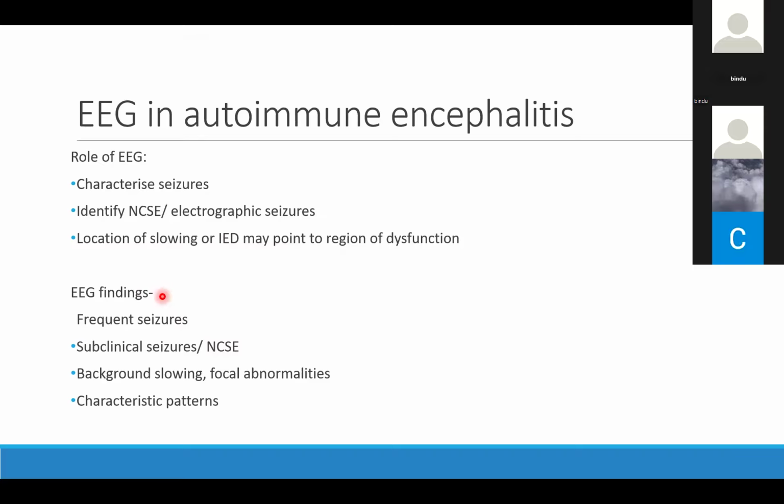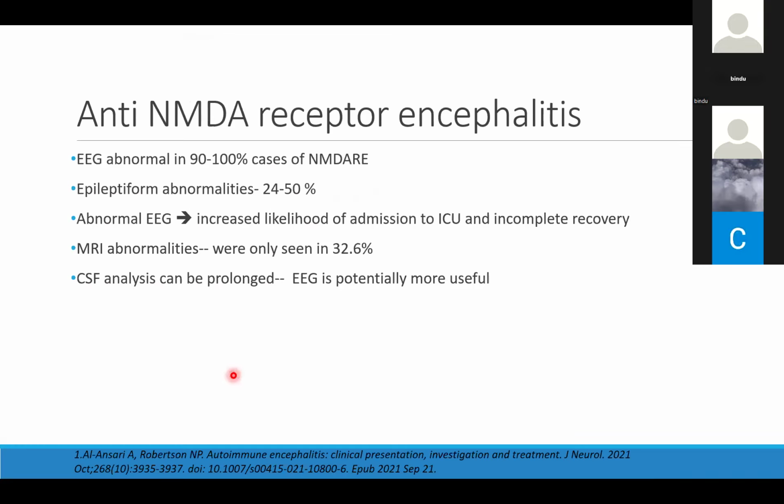Frequent EEG findings include frequent seizures, subclinical seizures, NCSE, background slowing, focal abnormalities, and characteristic patterns in various types of encephalitis. Coming to the prototype, the anti-NMDA receptor encephalitis, which is the most widely studied one.